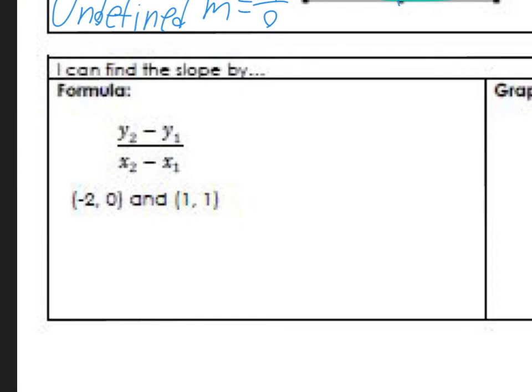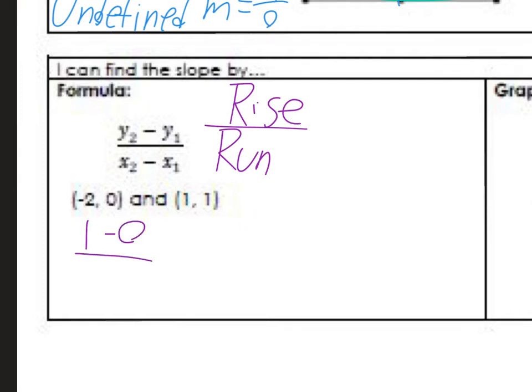We can look at it via formula, which you might recall from previous courses as rise over run, or you can do it graphically. But let's do rise over run real quick. I want to find the slope between -2, 0 and 1, 1. Plug in our values. So y sub 2, which is 1, minus 0 over x sub 2, which is 1, minus the -2. When we subtract a negative, we're adding the positive, so therefore this equals 1 over 3, a positive slope.